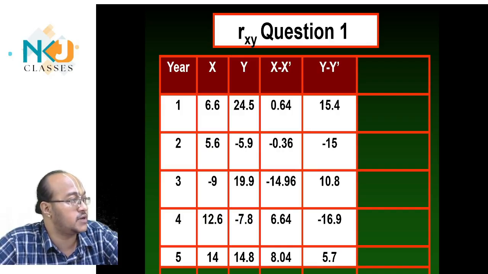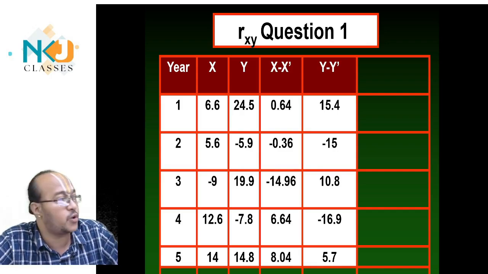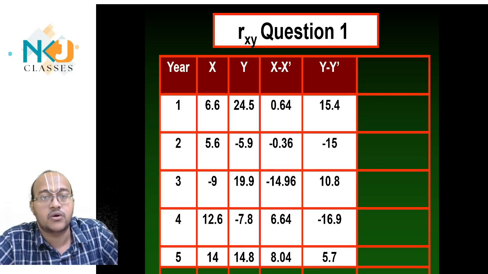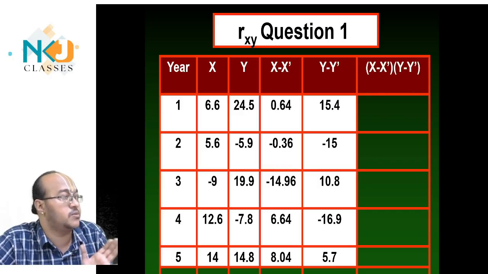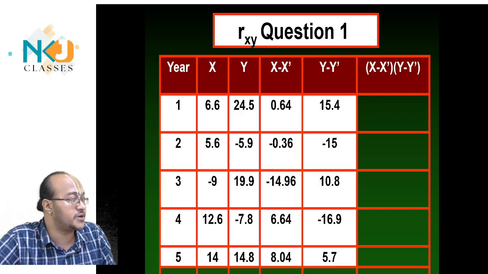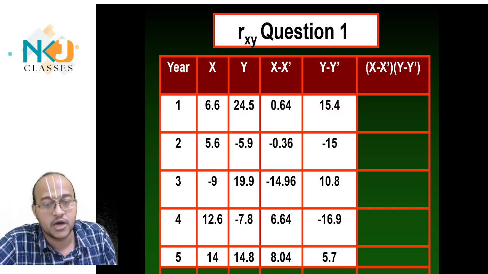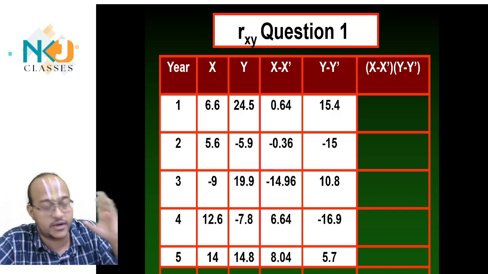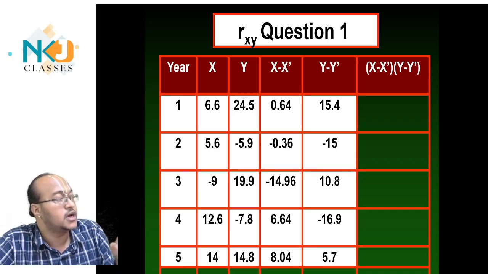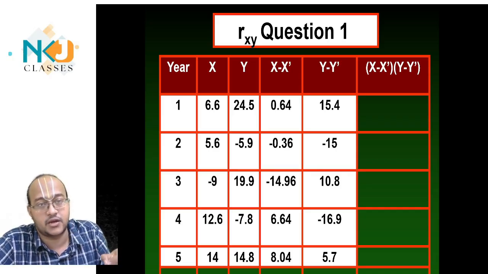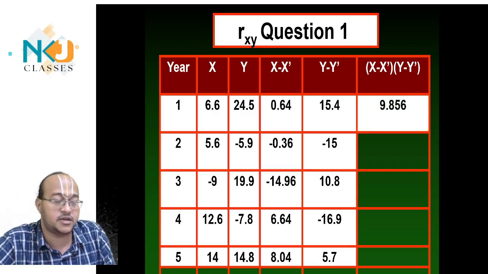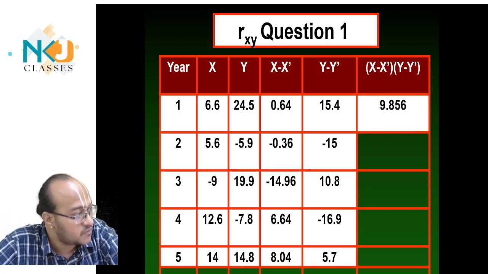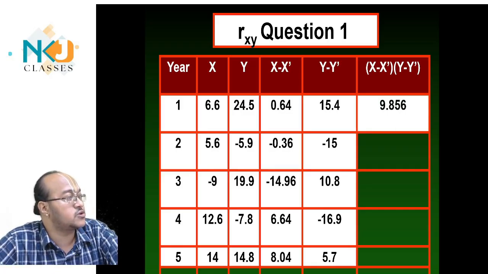Individual security, we found x minus x bar as 0.64, y minus y bar as 15.4. Now what should you do? You should multiply this x minus x bar into y minus y bar. Are you understanding? 0.64 into 15.4 for each and every security. Take out your calculator, calculate it. 0.64 into 15.4. How much is that? 9.856. Are you all getting?